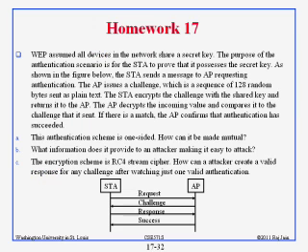The homework says, WEP assumes that all devices share a secret key. The purpose of the authentication scenario is to prove that you have the secret key. So you send a request that I want to join, and then it gets a challenge, and you send a response, and you get a success, right?